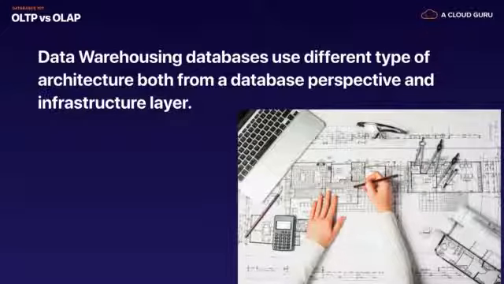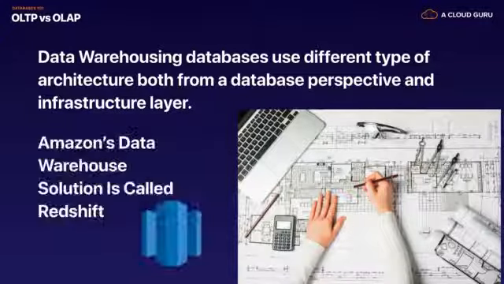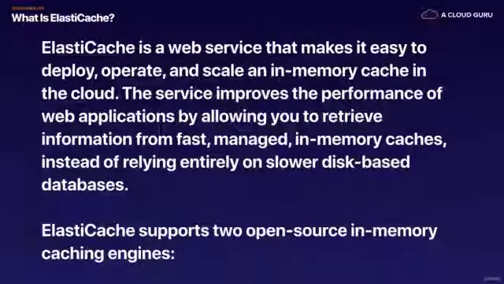And you really want to start splitting out your database that you're going to be using for just normal transactions for your website. And you want a different database for ones that you're going to run queries on, where it's online analytics processing, where you're running all these very complicated queries. So data warehousing databases use different types of architecture, both from a database perspective and from an infrastructure layer. And so Amazon have a specific product for this called Redshift. So Redshift is Amazon's data warehousing solution. It's Amazon's answer to doing online analytics processing.